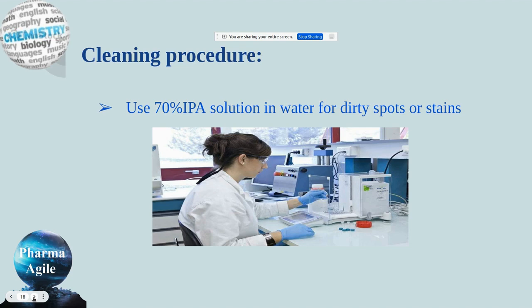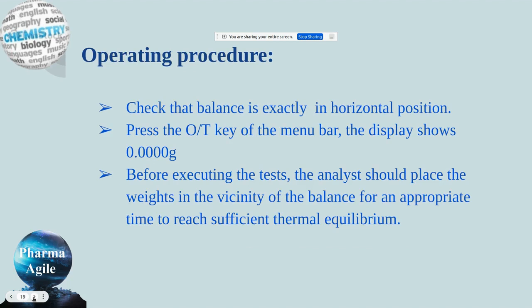Next one, operation procedure. Ensure that the balance is on a firm, vibration-free position and in a room without temperature fluctuations. Check that the balance is exactly in a horizontal position. Compensate for any minor unevenness in its location by turning the two leveling feet at the rear of the balance housing until the air bubble is in the center of the leveling control.